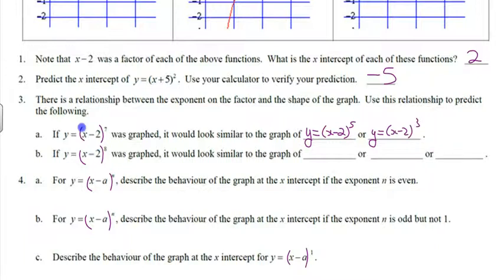If y equals (x minus 2) to the 8th was graphed, it would look similar to the graph of? 6, 4, 2, 0. What do you want to start with? Good. You agree? For y equals (x minus a) to the n, describe the behavior of the graph at the x-intercept if the exponent n is even.